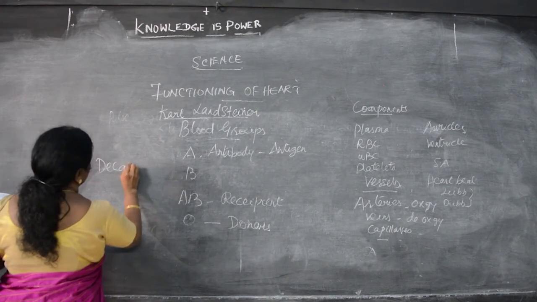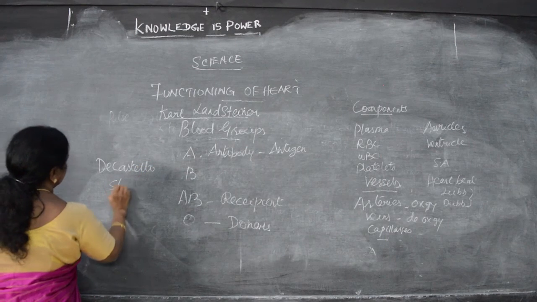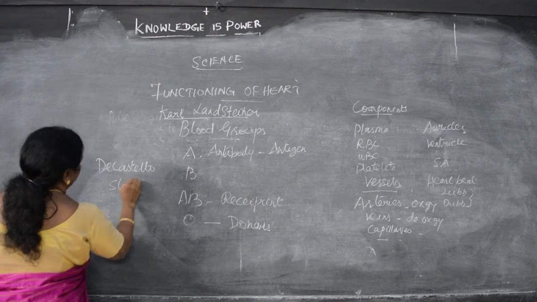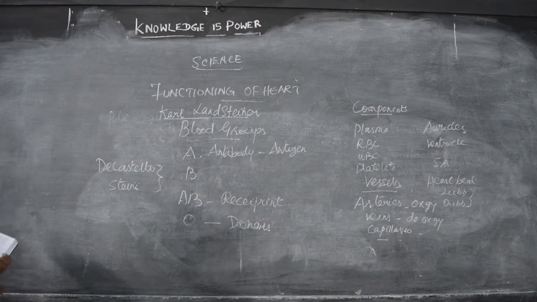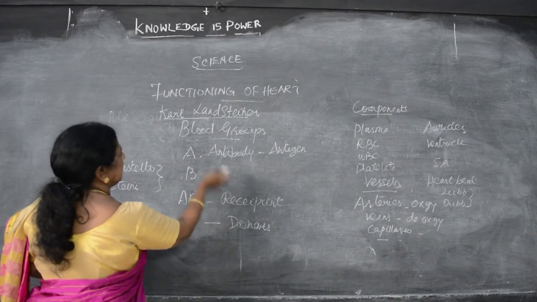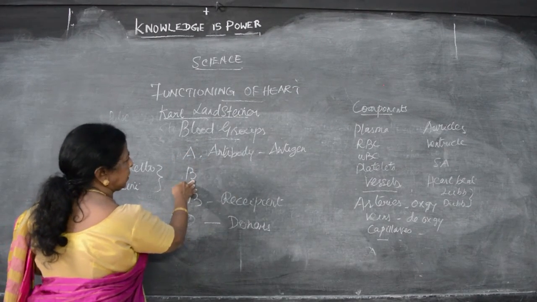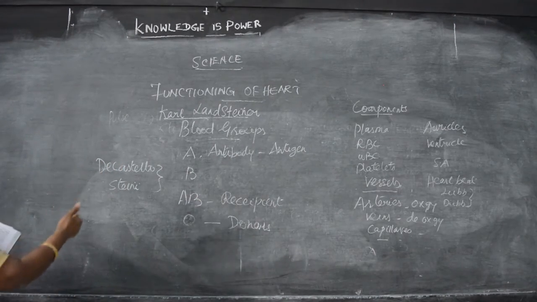De Castello and Sturli, they found that blood has one antibody and antigen. We will see, I said already they are universal donor, universal recipient. Then A antibodies cannot be seen in B, the same with antigen. So let us see in the next class what antibodies are present in that.